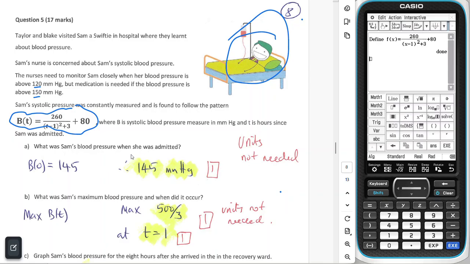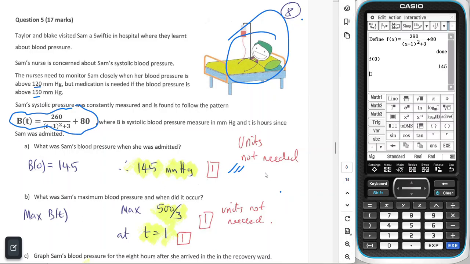What is the blood pressure when she was admitted? So I'm interested in this at time 0. And that gives me 145. There is my answer of 145.